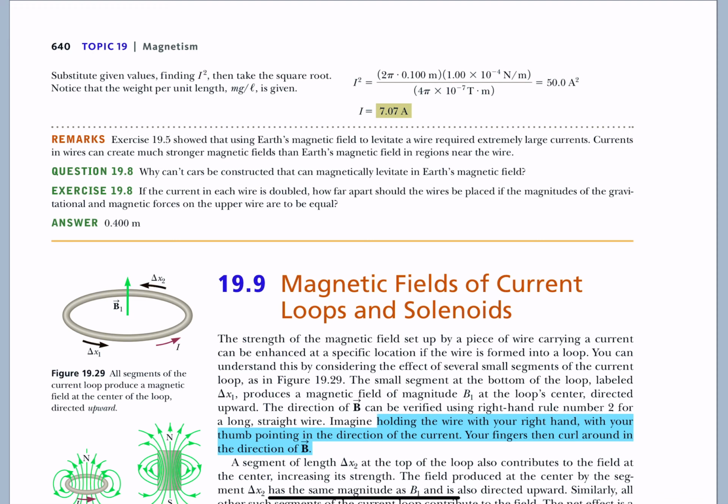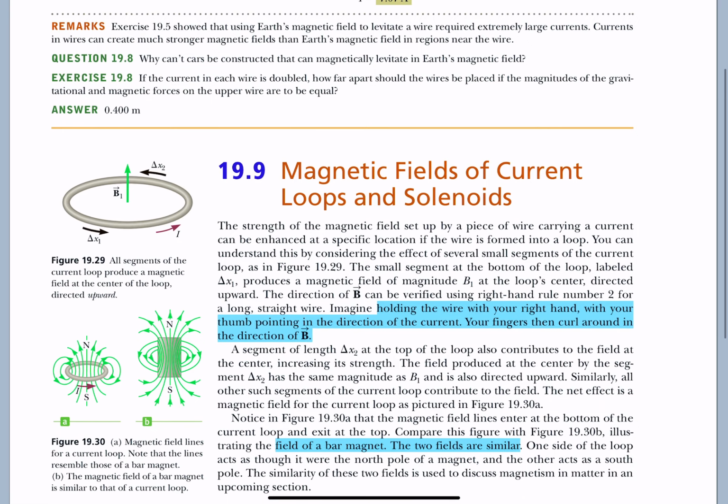That would be given to you. That's a constant. We see that the current in each wire needs to be about 7 amps in order for one wire to be able to offset gravity in the other wire. And you would get levitation. And 7 amps is about half the amount of current that a typical wire in a wall outlet would be allowed to have, because they are on 15 amp fuses or circuit breakers.